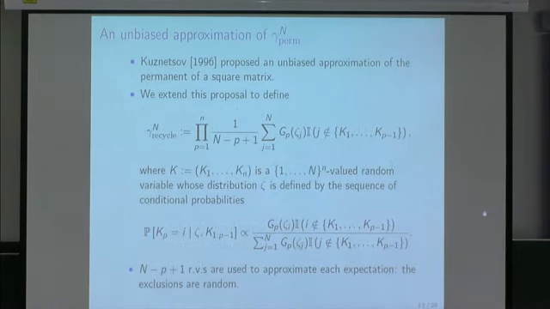Nevertheless, there are algorithms for approximating or unbiasedly approximating permanents. In particular, there was one in 1996. This is one of the simplest estimators for approximating the permanent of a square matrix. And here we just extend essentially the proposal to rectangular matrices. It's very simple to extend, right?